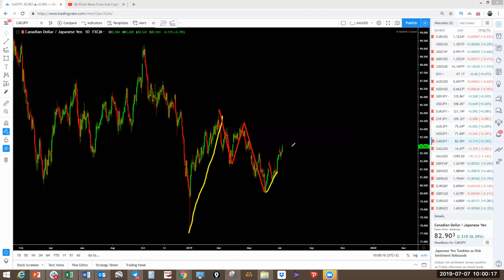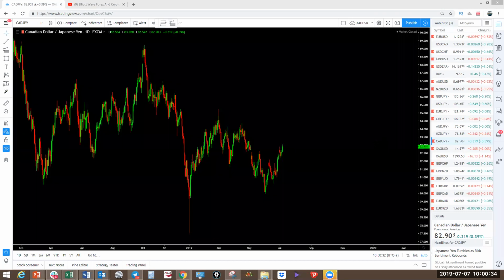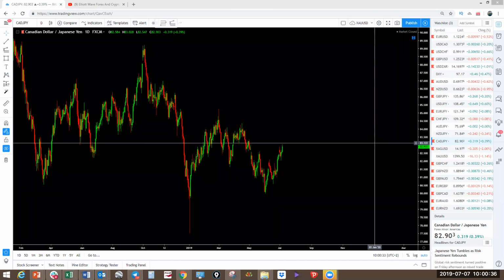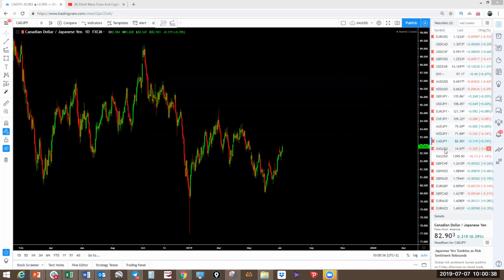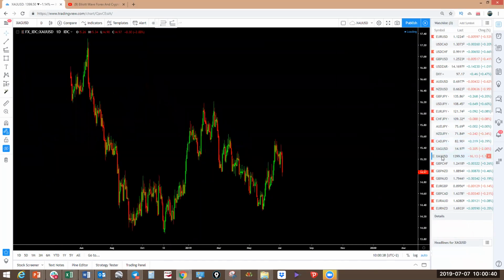Could be playing out that one. Let's see how that plays out. So that means continuation patterns to the upside. So it is possible to have CADJPY opposing the rest of the yen pairs, simply because it could be driven by the CAD. So that's very possible. All right, so that is CADJPY. Just wait for a setup.